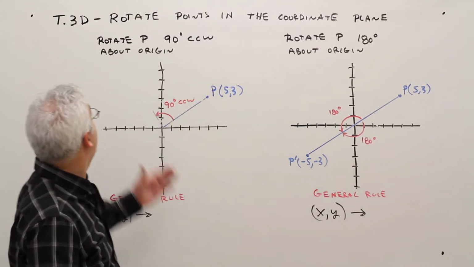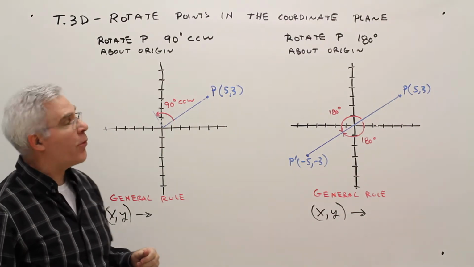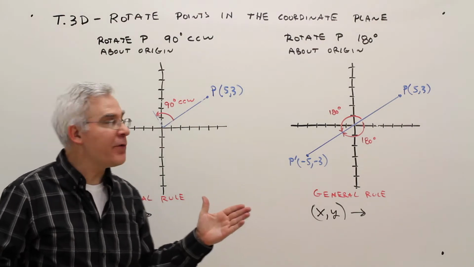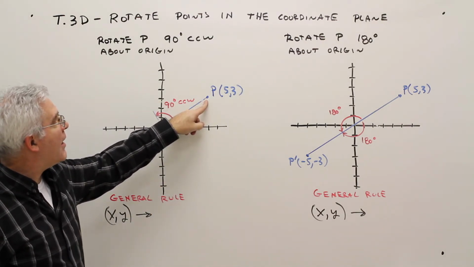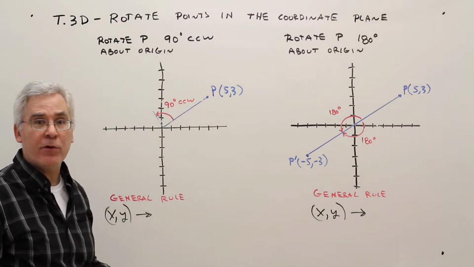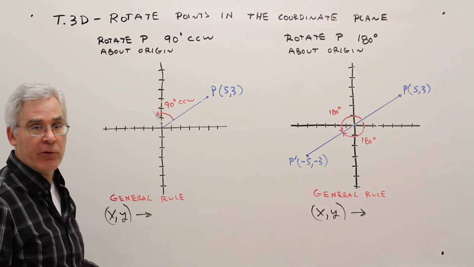Welcome to video T.3D, rotate points in the coordinate plane. All right, so I've got two different scenarios here. The first one, rotate point P 90 degrees counterclockwise about the origin. What we're going to do is do the rotation and then come up with a general rule.